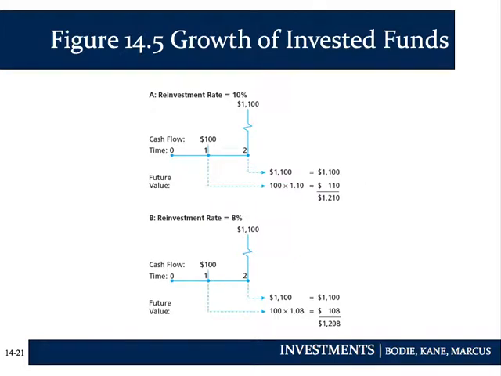Okay, so let's talk about reinvestment rates and the impact on our returns. So in investment A here, we have a reinvestment rate of 10%. So the cash flow times zero. The first cash flow payment is $100. That's your 10% return. And then we go up to the second period, which is the $1,000 bond plus the $100 interest payment. Well, this $100 that we got back, we have to reinvest.